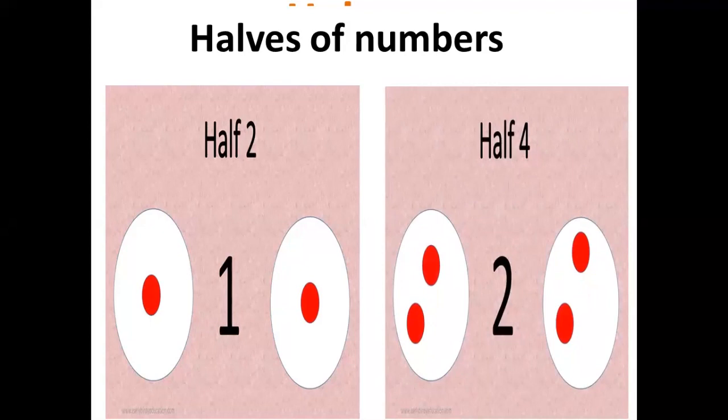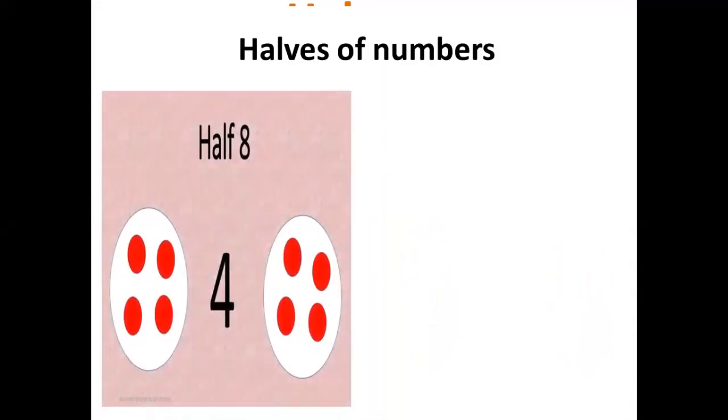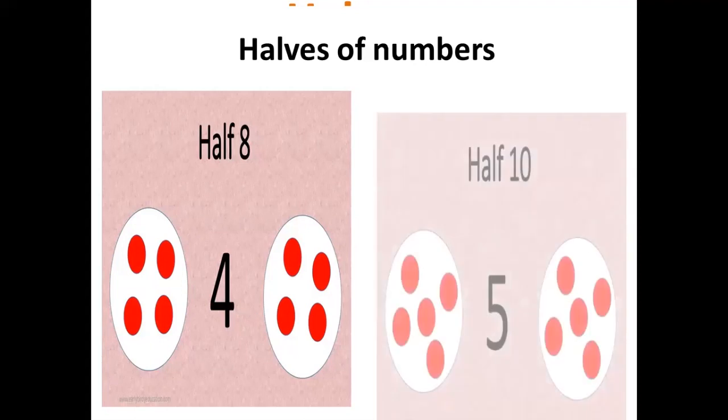The other one here, half of 4. I have 4 dots here. If I divide them into two equal parts, each part will have 2 dots. So half of 4 is 2. Okay, if we have 8 and I want to divide it into two equal parts, I want the half of 8. Half of 8 is 4. Each part will have 4 dots.